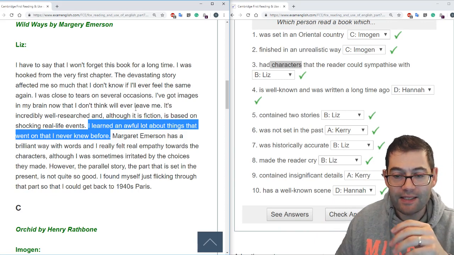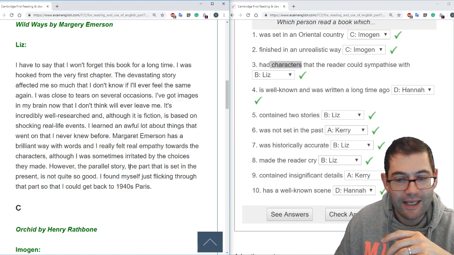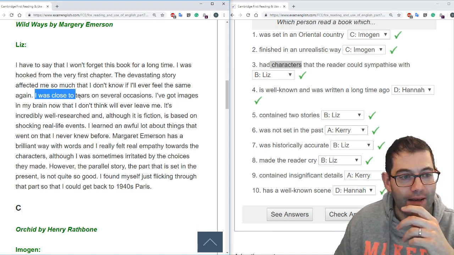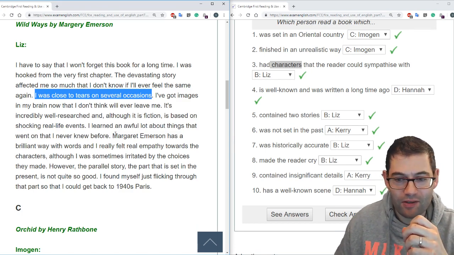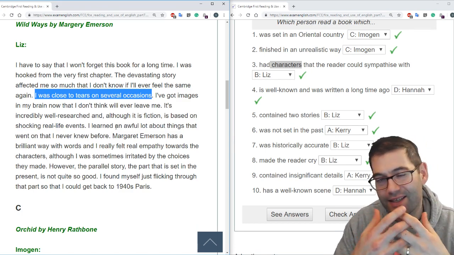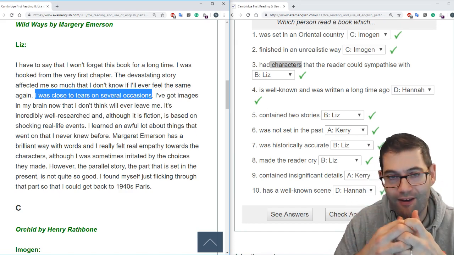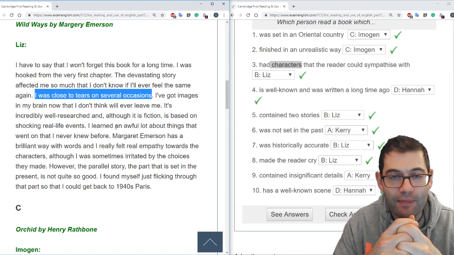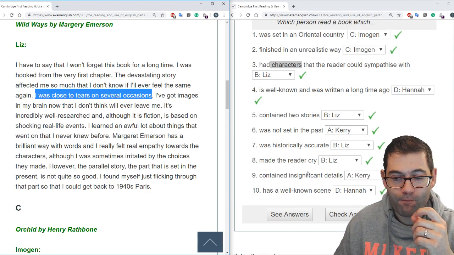For question number 8, which person read a book which made the reader cry? We'll stay with Liz. And it says here, I was close to tears on several occasions. So if you're close to tears, it means that you're on the verge of crying. You're just about to start weeping. And that's close enough vocabulary link to give us our answer for question number 8.